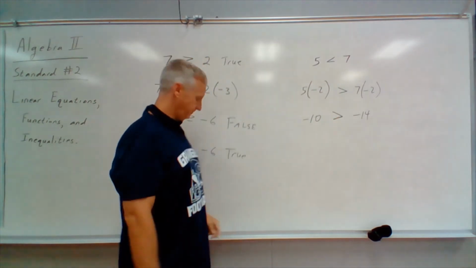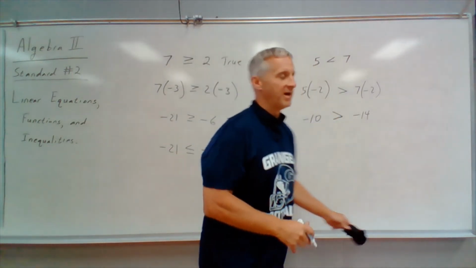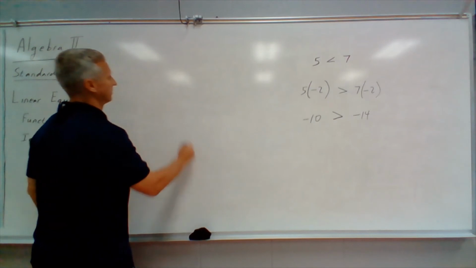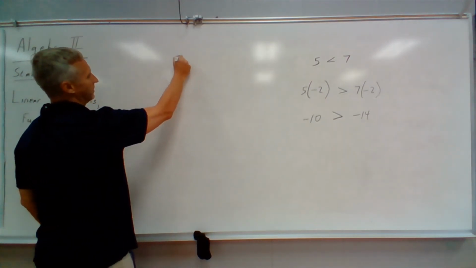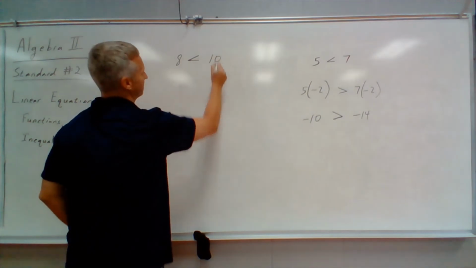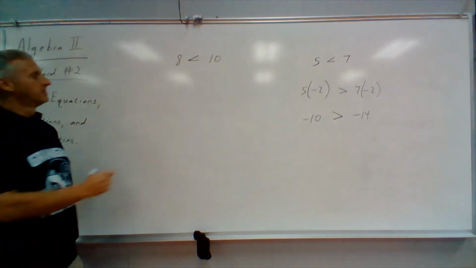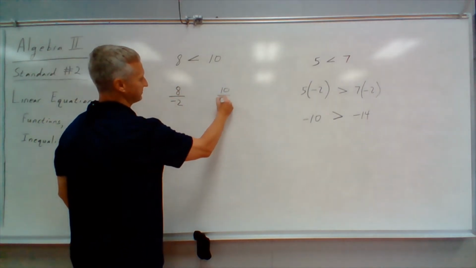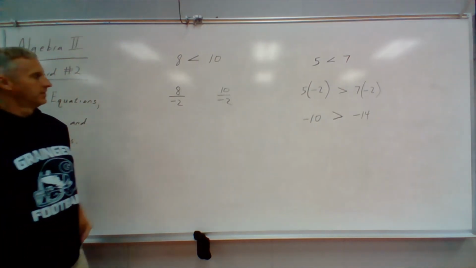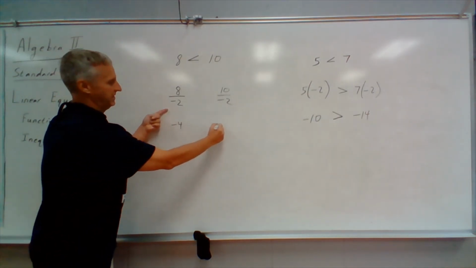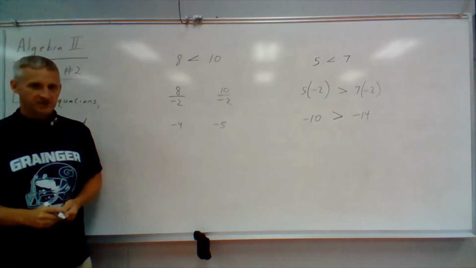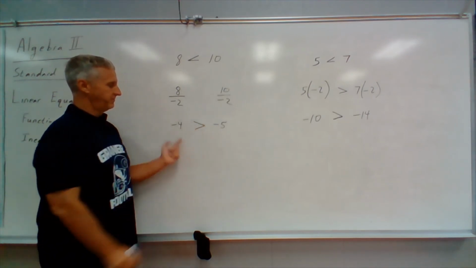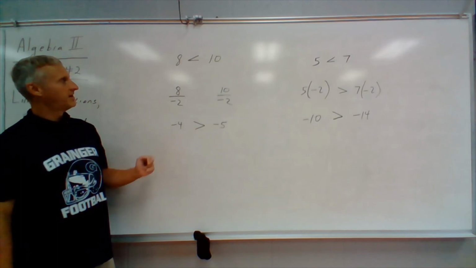What about if we divide by a negative number? So 8 is less than 10. That's a true statement. 8 is less than 10. Let's divide both sides by -2. I get -4 and I get -5. Which way should my inequality point now? -5 is less than -4. So -4 is greater than -5. So notice that my inequality flipped directions.